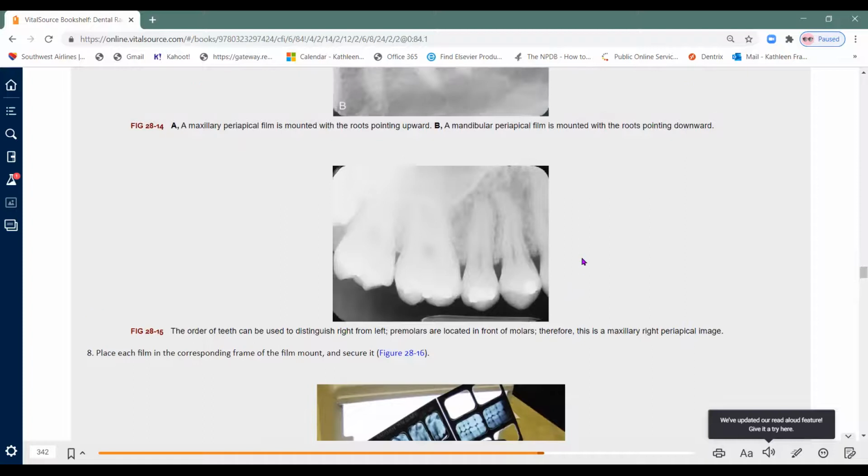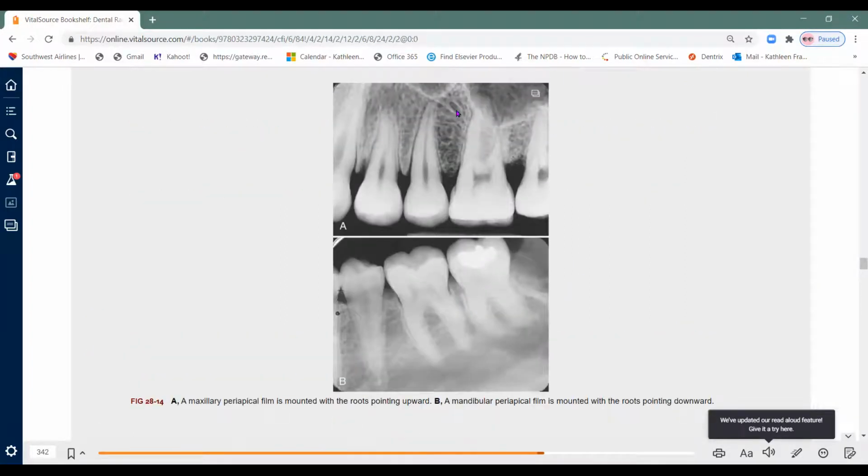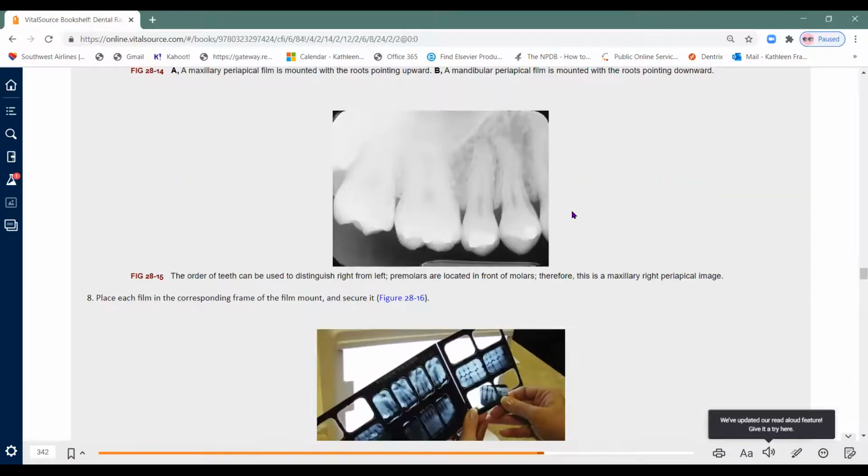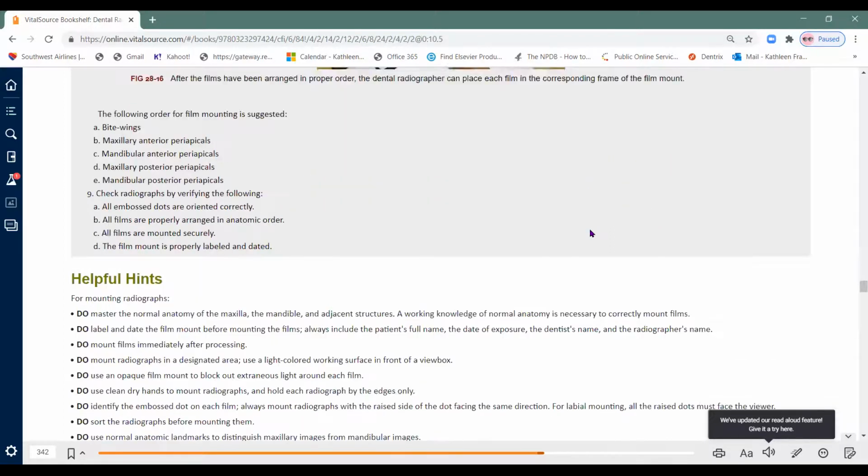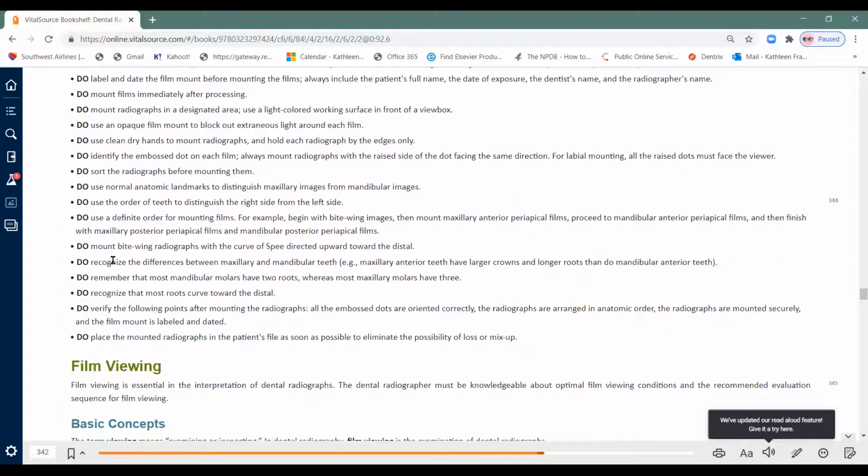Another thing that you can look for is this is your sinus right here. That's another way to tell that these teeth are maxillary teeth. These are some helpful hints.